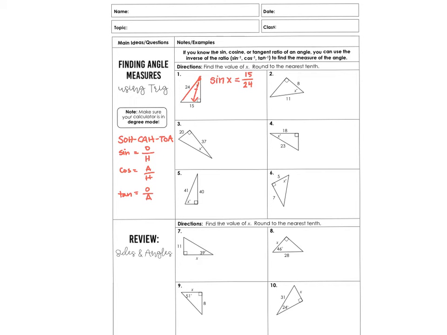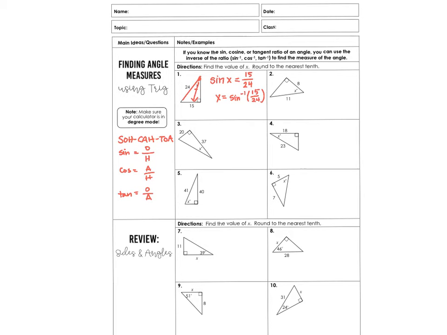Now, if you have a calculator, or you can use a calculator on your computer, to find this angle measure you use the inverse of sine. So here's how that works. Sine x really means x equals the inverse of sine of 15 over 24.